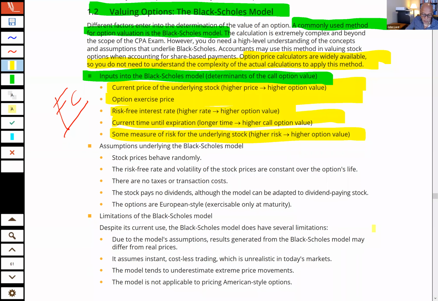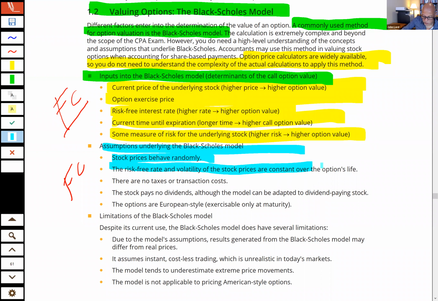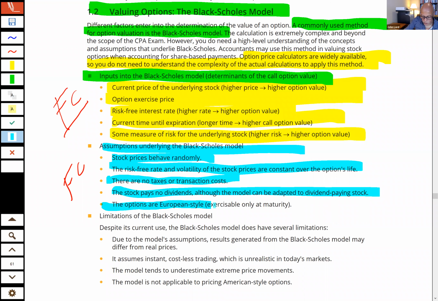Assumptions underlying the Black-Scholes model, let's go ahead and look at that. Stock prices behave randomly, the risk-free rate and volatility of stock prices. There are no taxes or transaction costs. The stock pays no dividend, and the options are European style, exercisable only at maturity. Okay. Now, limitations of the Black-Scholes model, and I could see again an essay question asking you, what are the inputs? What are the assumptions? What are some of the limitations, right? Three different things that you would be addressing in an essay question. So I want you to go ahead and have a nice flashcard made up around this.